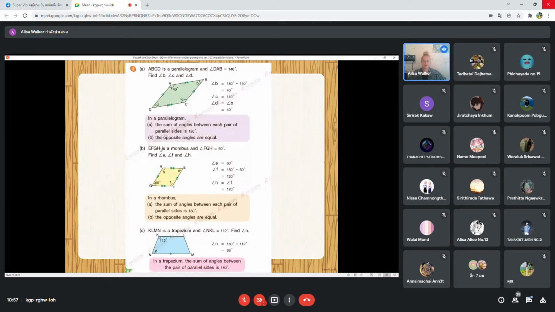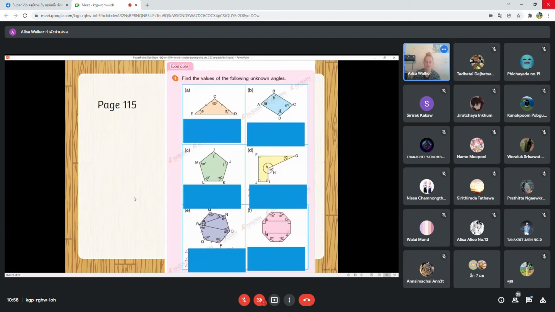Okay, here are some quadrilaterals. What do all the angles in a quadrilateral add up to? Can you remember? 360. Yes, good. 360. Good job.